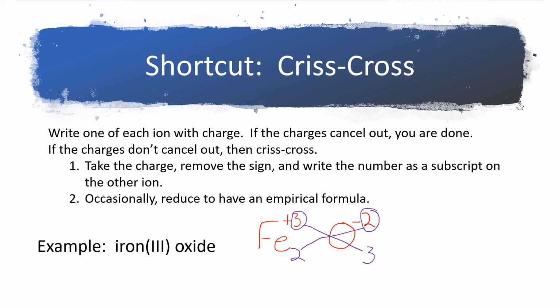And every once in a while, you will end up with something that is not an empirical formula. As was discussed earlier, you might end up with a subscript of 2 and another subscript of 4. If that's the case, you want to reduce them. But in any case, we want to clean up the formula to give our final answer. We want to lose the charges. We want to lose the crisscross. We just want to write Fe2O3, final answer.